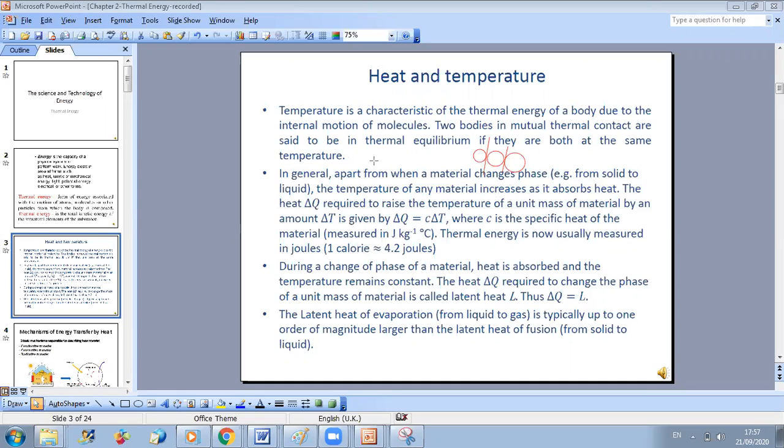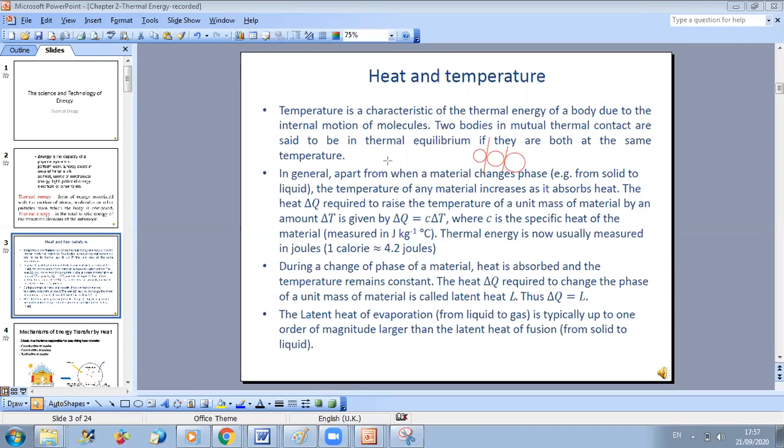Now, how to calculate sensible heat, as you said? So when we have temperature change, this is called sensible heating, okay? While when we have a phase change, it's called latent heat, okay? So in case of sensible heating, in order to calculate the amount of heat provided, okay?